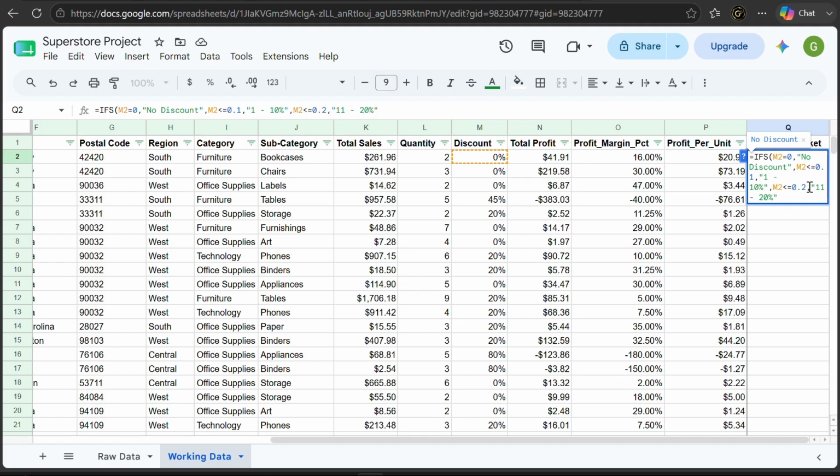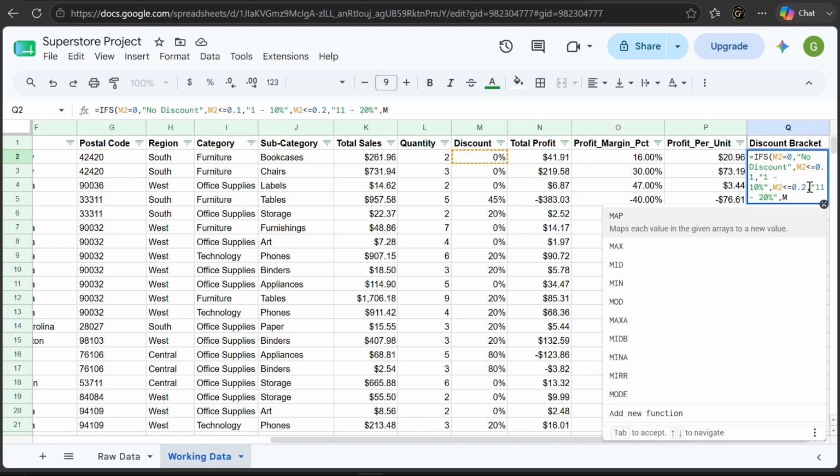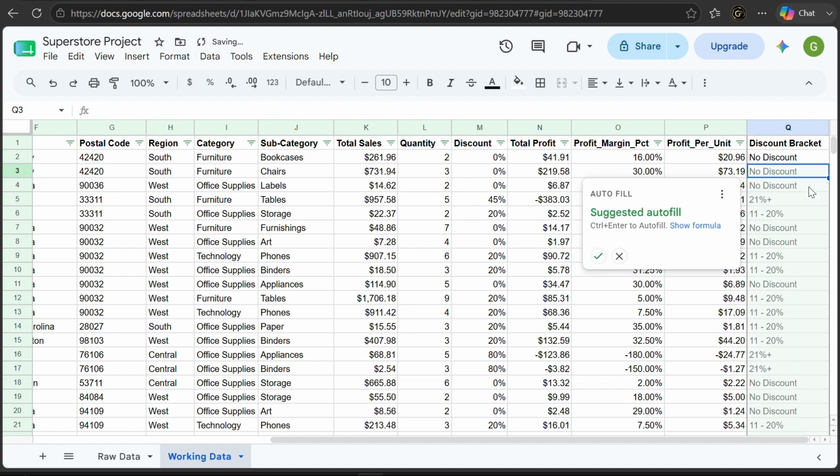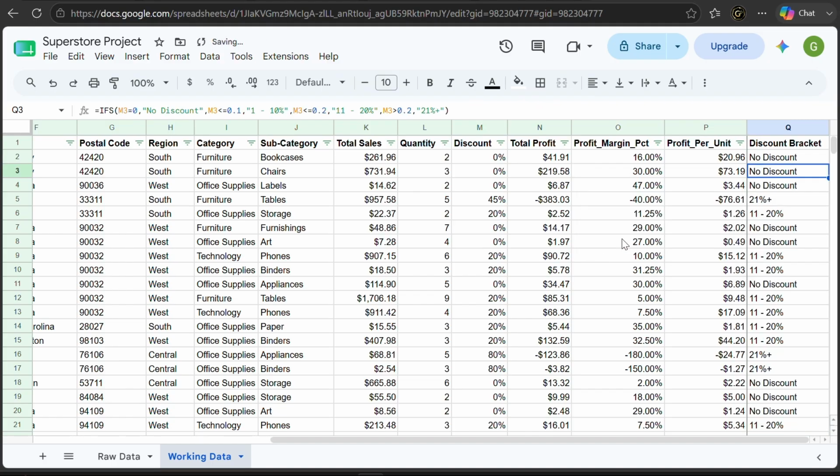and then the last condition I will give it is that if M2 is greater than 0.2, I want it to read for me as 21 percentage and above. I'll just put plus instead of above there, and then I can close my nested if, and I'll press enter there, and then just autofill this.